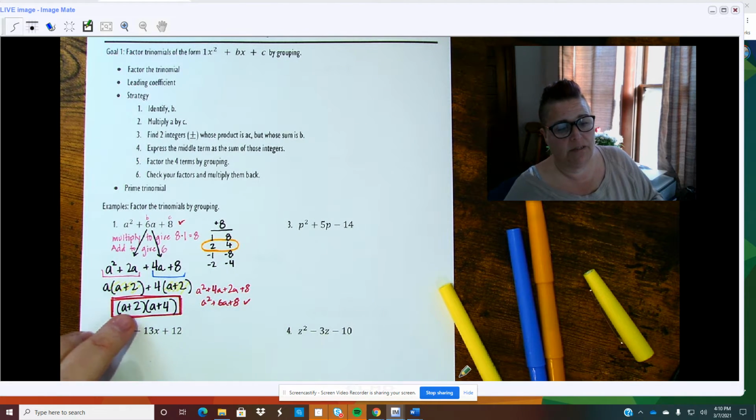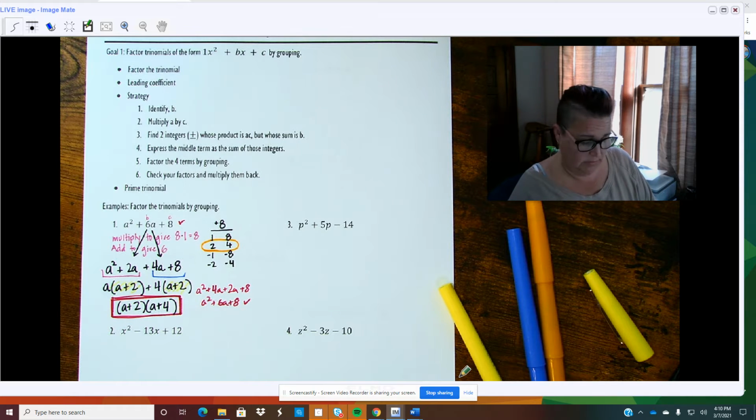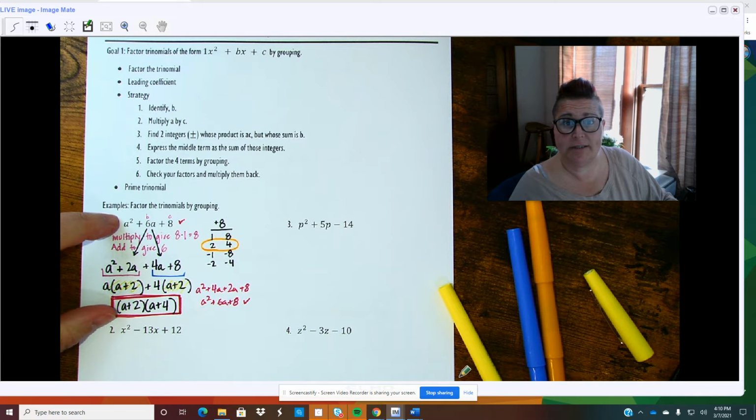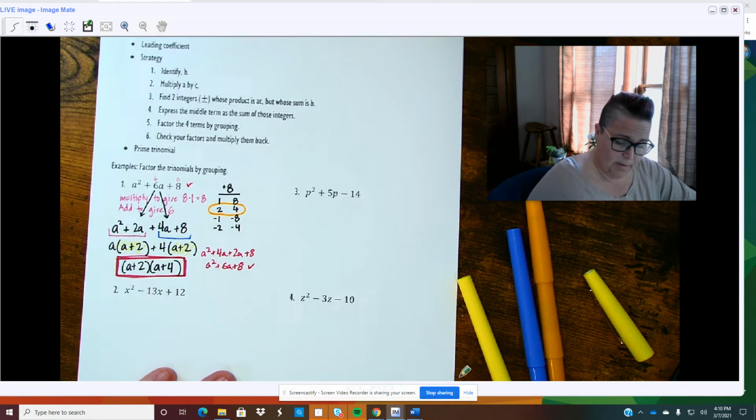Factor 1 is a plus 2. Factor 2 is a plus 4. This and a squared plus 6a plus 8 are equivalent expressions. They mean the same thing, but they are in two different forms. Okay? All right, let's try problem number 2.